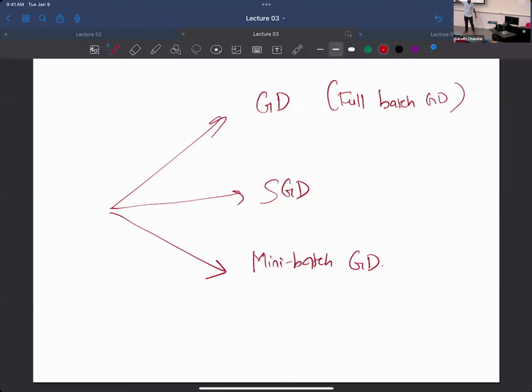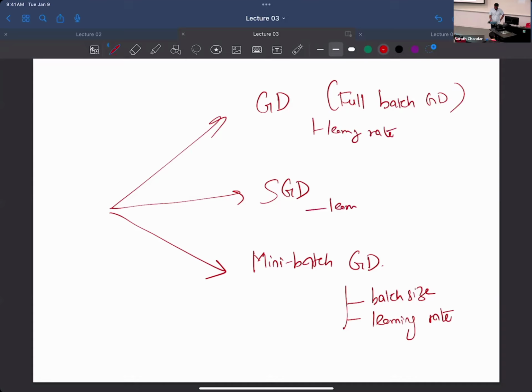Now mini batch gradient descent comes with 2 hyperparameters. What are they? Batch size is a hyperparameter. What batch size you use is actually a hyperparameter. And there is the learning rate, so it still has the step size. Full gradient descent just has a learning rate. Stochastic gradient descent also just has a learning rate.